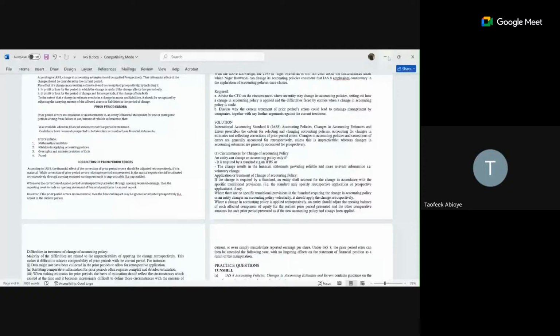Retrospective application is as far back as it is possible. That is why the standard makes it that in a situation whereby it's impossible for us to go back, we should start our prospective application. But if it's possible for us to go back, we should go back as far as possible. There is no specific period to go back to, but we should go back as far as possible.